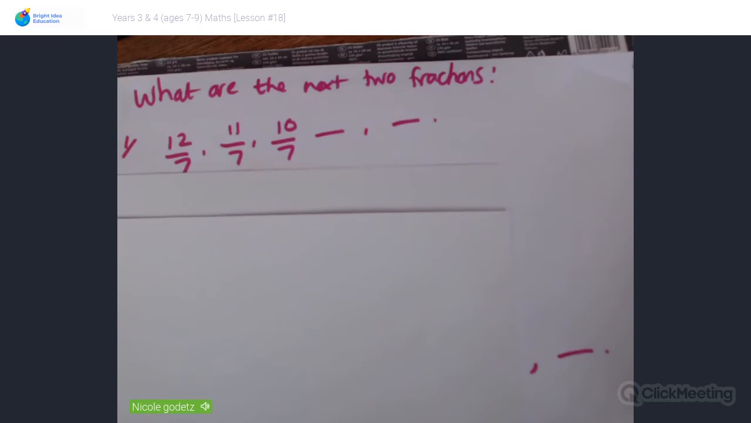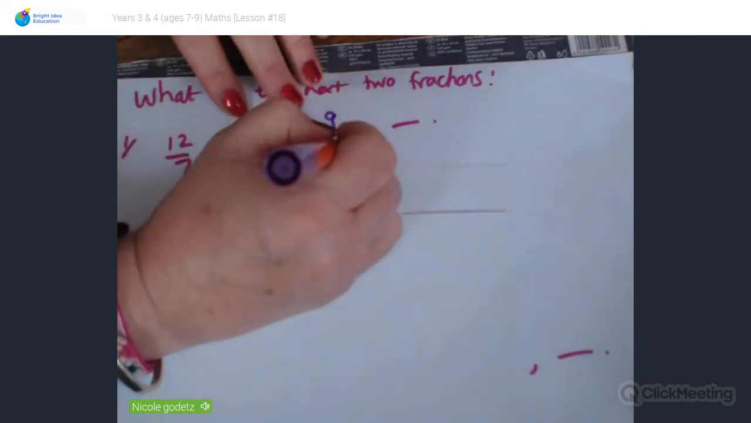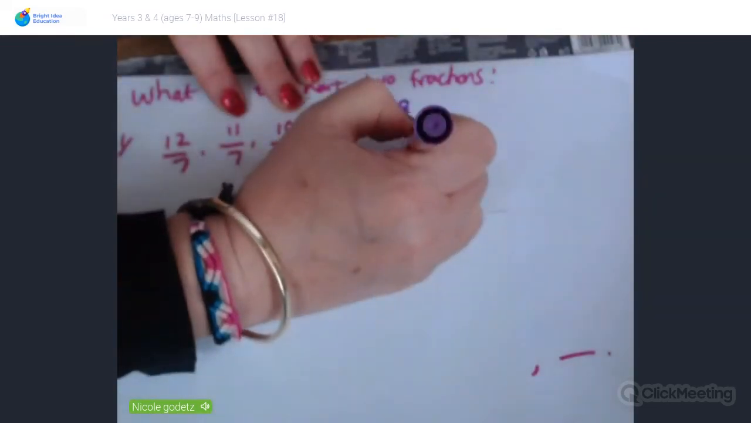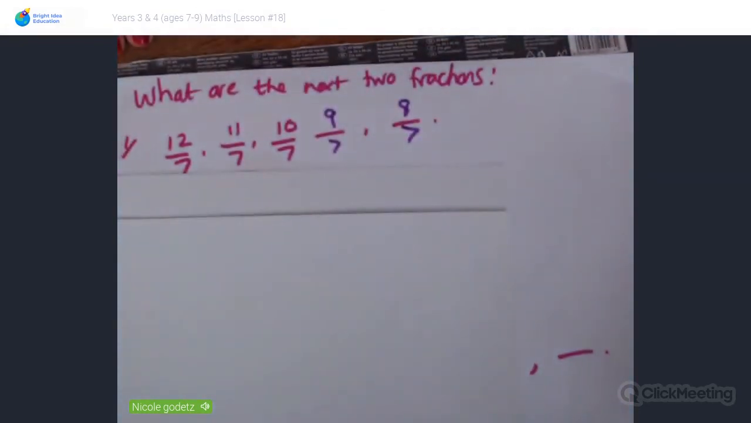They are going down in sevens, aren't they? There were 12 of the sevens, and there were 11 sevens, and there were 10 sevens. So the next 2 are 9 sevens and 8 sevens.